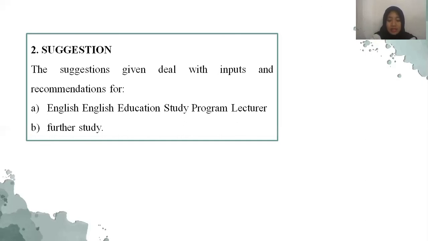Another suggestion is given to future researchers who want to conduct a study about autonomous learners: the future researcher can conduct a study on the topic of the relation between the autonomy level of ESP students and the achievement of the students. Okay, that's all from me.